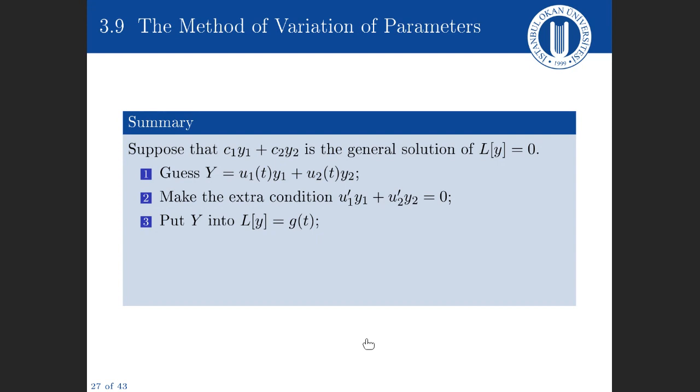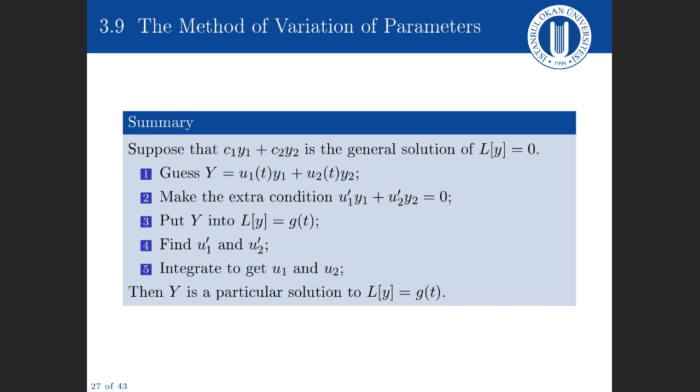We're going to put capital Y into our differential equation, and we're going to find equations for u1 and u2. Solve the equations to find u1 prime and u2 prime. Integrate to get u1 and u2. And then we know our particular solution. Let me repeat myself. We always guess that our particular solution is u1 y1 plus u2 y2. We always make the extra condition that u1 prime y1 plus u2 prime y2 is zero. And we use the differential equation to get our second equation for u1 prime and u2 prime. Find u1 prime and u2 prime, integrate them to u1 and u2, and then we know capital Y.